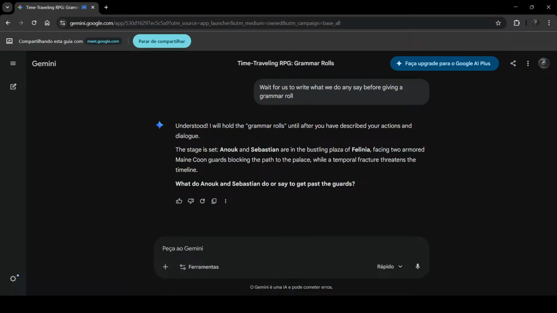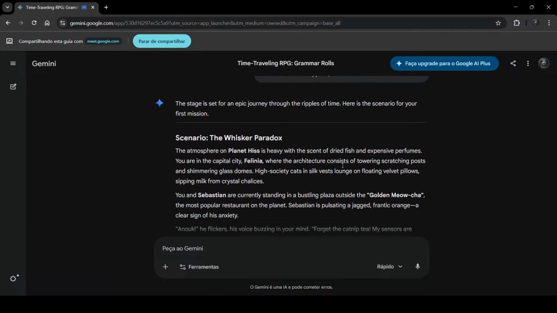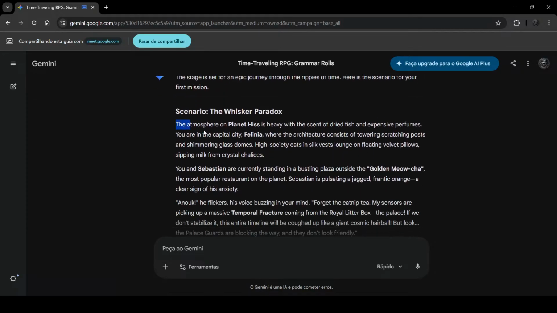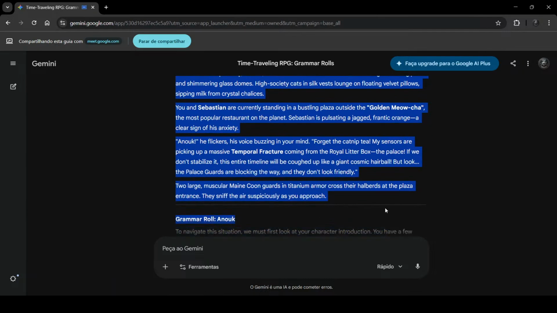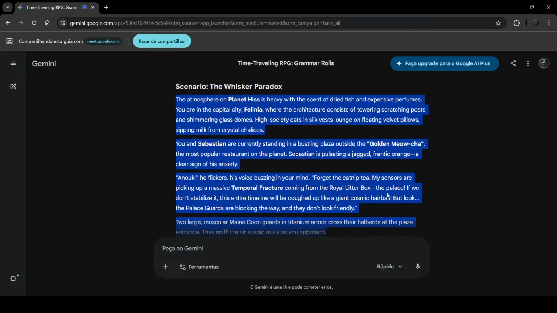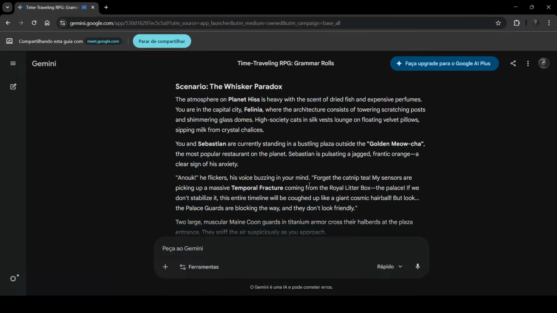You're going to write down what you do, what you say, what Sebastian does, and what he says, remembering this is an RPG. What is the main tense we use for an RPG? The present simple. Why the present simple? Because it's a fact, it's not what we are doing. We can have continuous, but the main narrative tense is present simple.